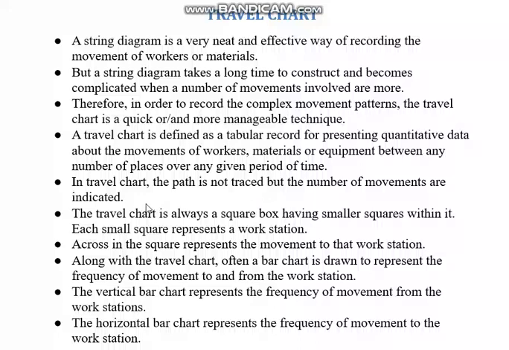So here we will be counting the number of times a person goes from one machine to another machine, for example. The travel chart is always a square box. Remember this. It has smaller squares within it, and each small square represents a workstation.